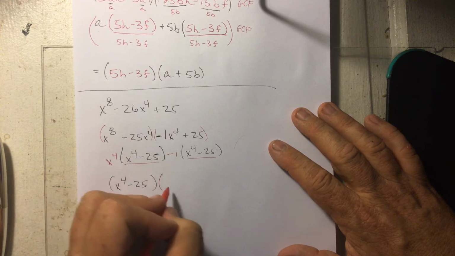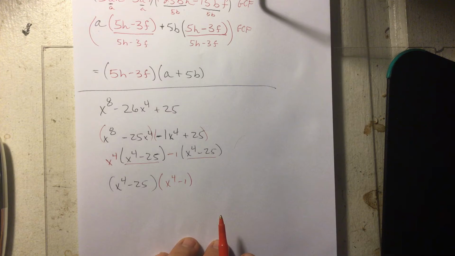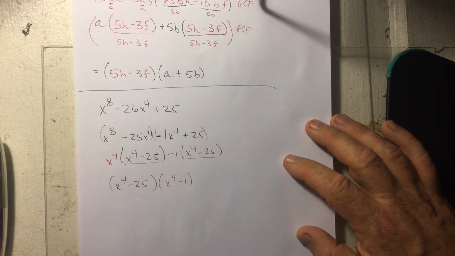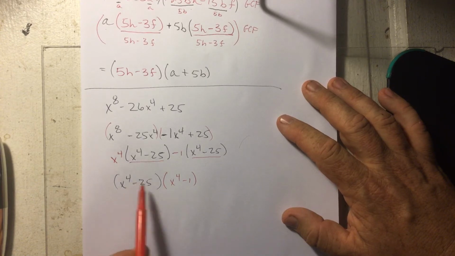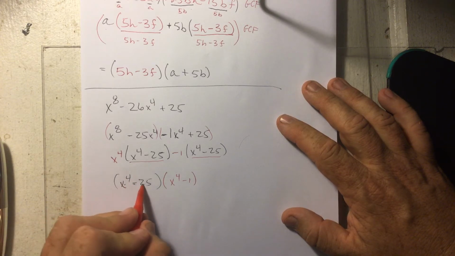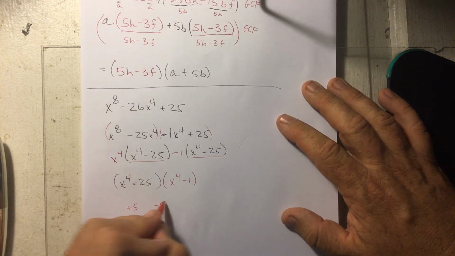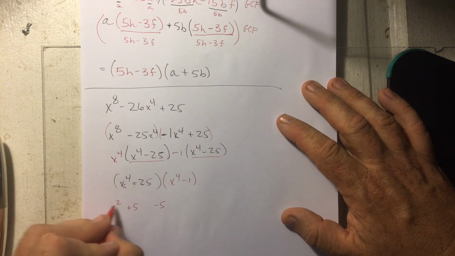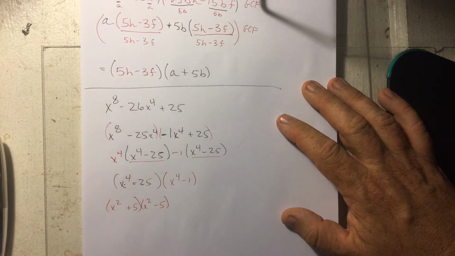And I end up left with x to the fourth minus 1. Now, from here, a lot of people say, oh, I'm done. But remember, we have the ability to factor these here. So if I look at this, what multiplies to make 0 but adds to make negative 25? Well, we have positive 5 and negative 5. And then I can get x squared plus 5, x squared minus 5.